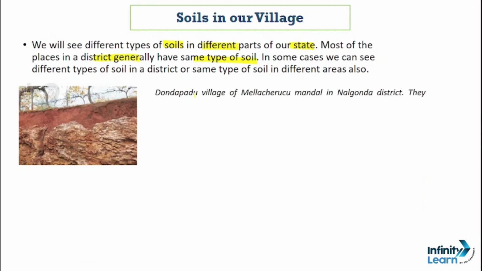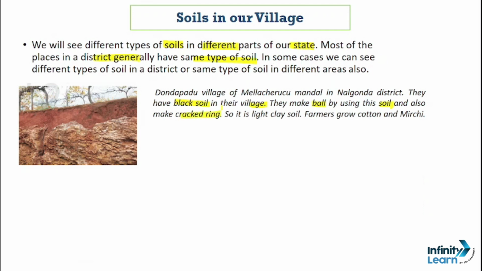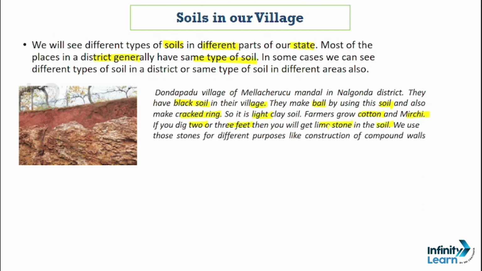is of Dondapado village of Melacheruku Mandal in Nalgonda district. They basically have black soil in their village, with which they make balls, and this soil is also used for making cracked rings, and this soil is basically light in weight. Farmers use this type of soil to grow cotton and mirchi. If you dig approximately 2 or 3 feet, then you will get limestones also in this soil, and these limestones are used for different purposes like construction of compound walls and so on.